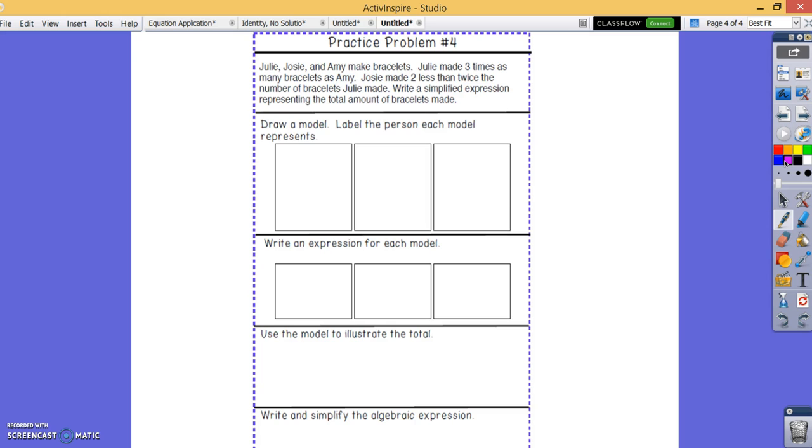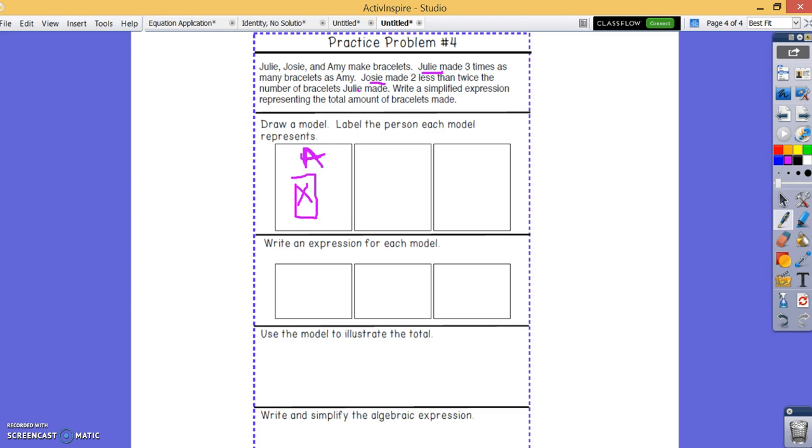Julie, Josie, and Amy make bracelets. Julie made 3 times as many bracelets as Amy. So we know something about Julie. Josie made 2 less than twice the number of bracelets Julie made. So we know something about Josie. Write a simplified expression representing the total number of bracelets made. So we know that Amy is going to be our X because we don't know anything about Amy. She's our most mysterious character here.